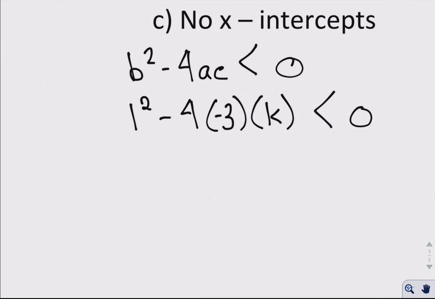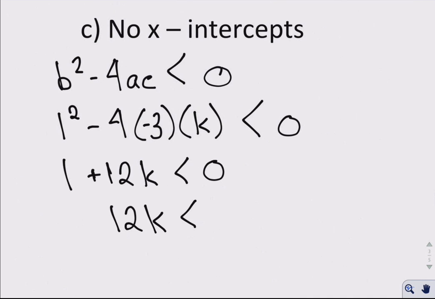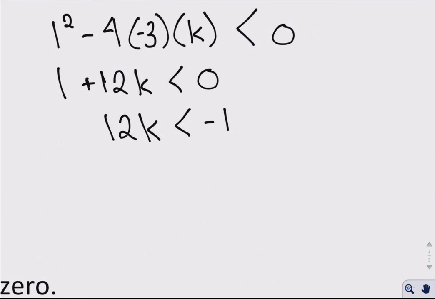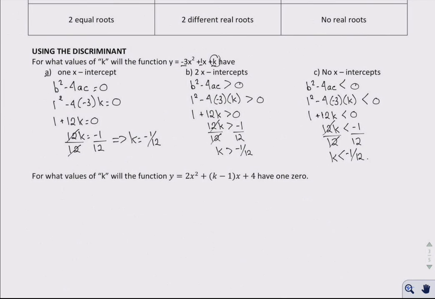And all the same ideas in the previous one in terms of the math, plus 12k, they all carry over. Less than negative 1, divide by 12, divide by 12, and you're left with k equals negative 1 over 12. Ooh, careful, not equals, is less than. And there you have it.